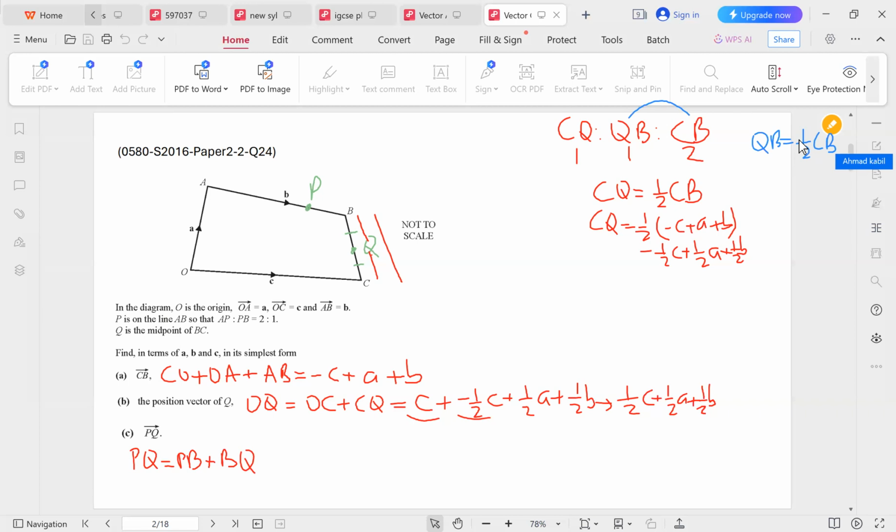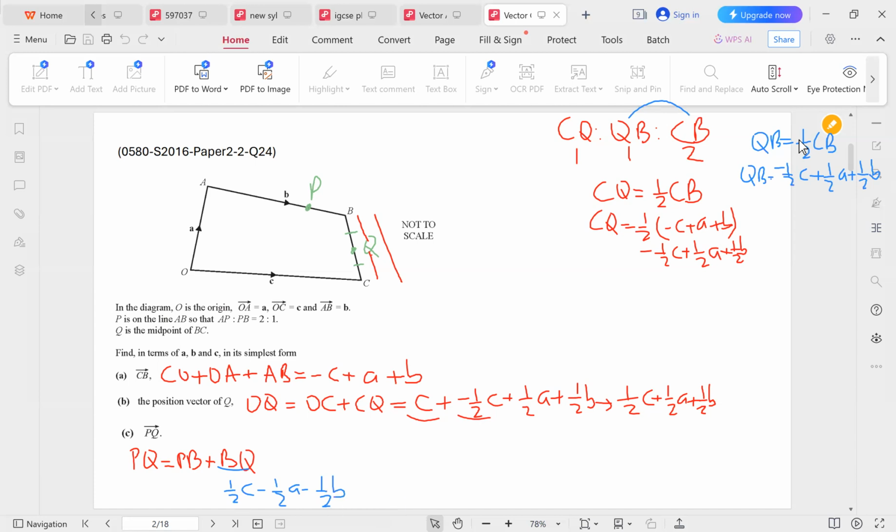And therefore, QB equals negative half C plus half A plus half B. This is similar to CQ, of course. So we can just plug these into the equation for QB. Of course, here we have BQ, not QB. So we will change the signs of everything. So we will have half C minus half A minus half B, because it's the negation of QB.